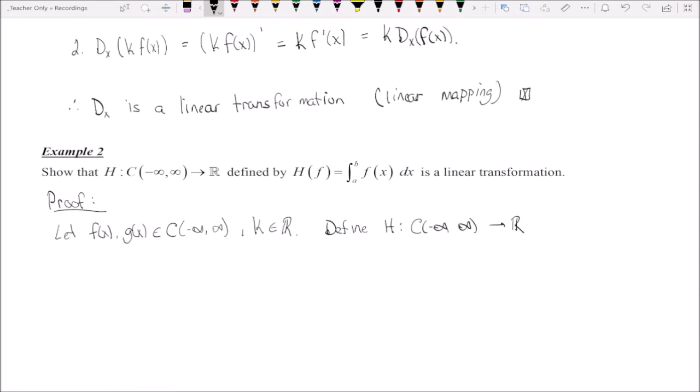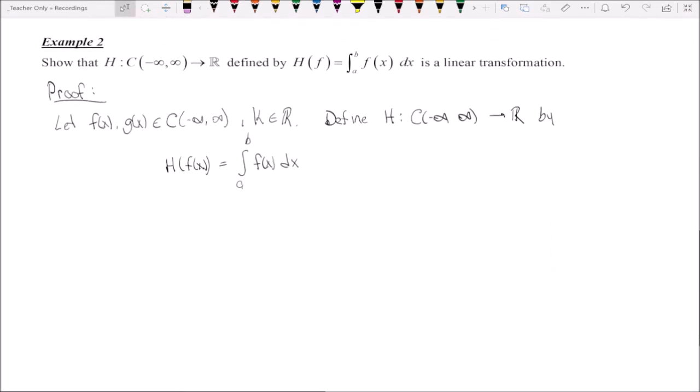So define this mapping by h of f of x equal to the integral from a to b of f of x dx. Proof of the first property. All right, so we want h of f of x plus g of x. So this will be the integral from a to b of f of x plus g of x dx. Okay?